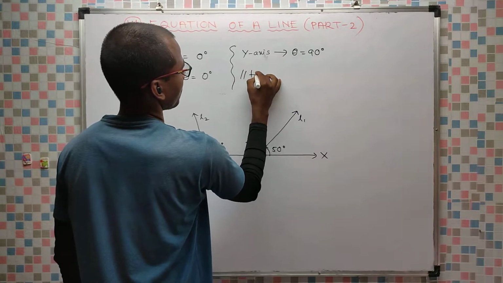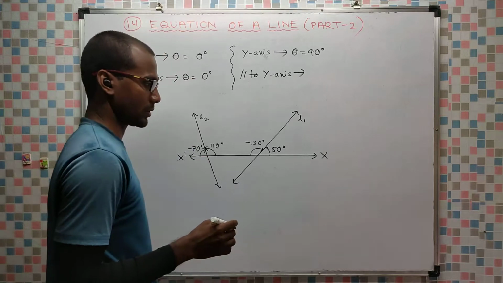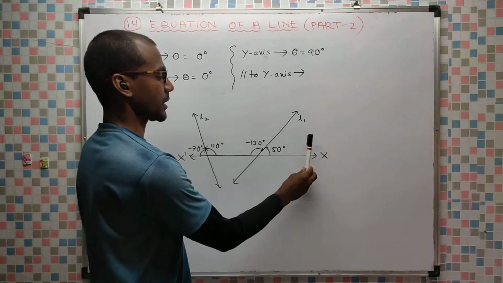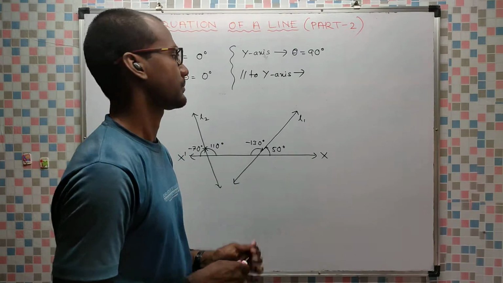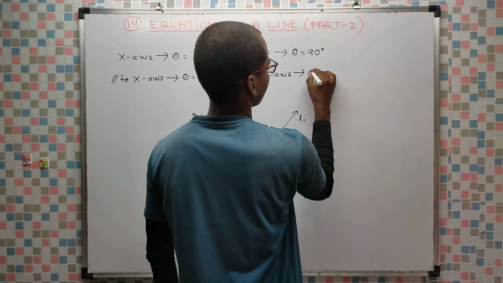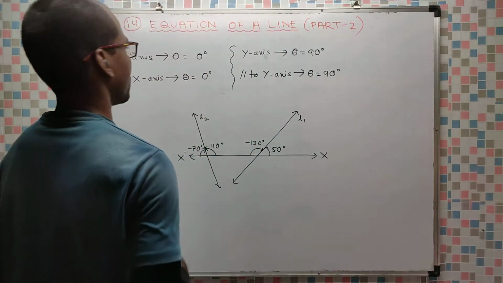Then any line parallel to the y-axis. Okay. Again, suppose any line parallel to the y-axis. Again, theta is 90 degree. Angle is 90 degree. Theta is 90 degree.